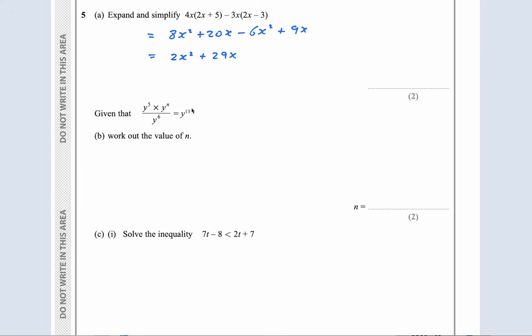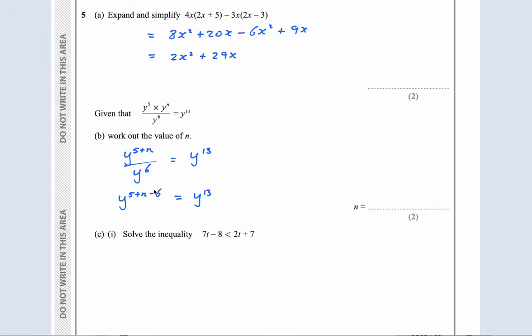Part B. Given that this equals this, work out the value of n. Okay, so I'm going to do the top first. y to the power of 5 plus n over y to the power of 6 equals y to the power of 13. So I just added the powers. That's the first rule of indices. And the second rule of indices is you subtract the powers when you're dividing. So y to the power of 5 plus n minus 6, I subtract the 6, equals y to the power of 13.